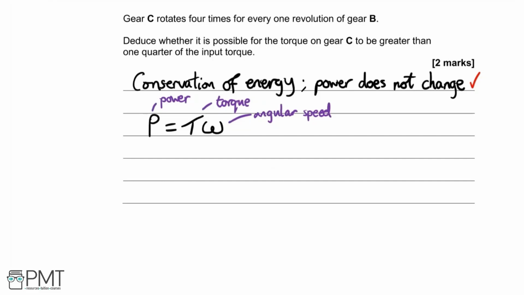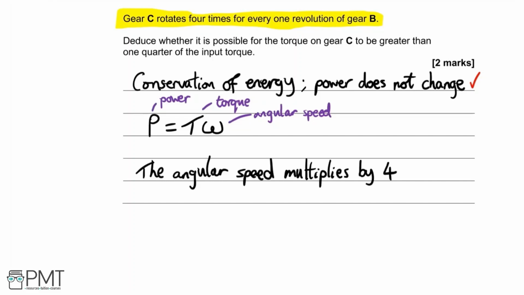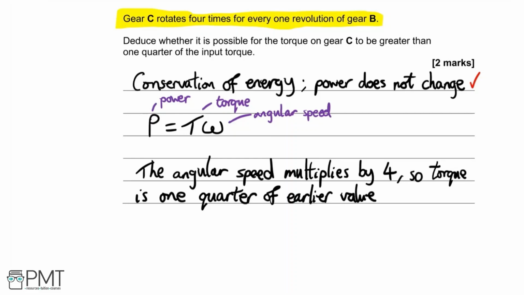Now, since gear C rotates 4 times for every 1 revolution of gear B, we're saying that the angular speed multiplies by 4. Now, keeping the power constant, if we multiply the angular speed by 4, we also have to divide the torque by 4. Now, because of that constant power, we're saying that the torque cannot be greater than this quarter. And that would get you your second mark. So 2 marks there.